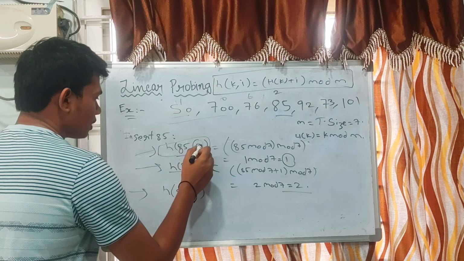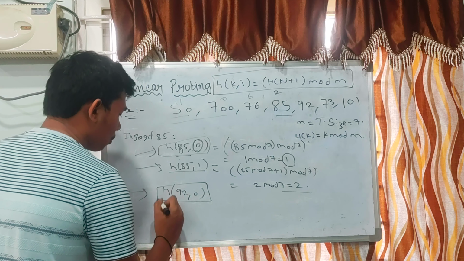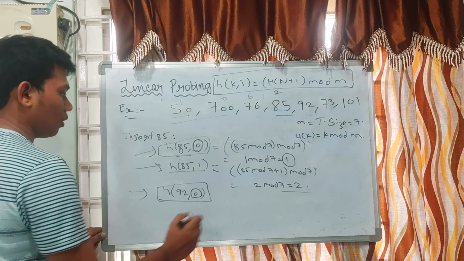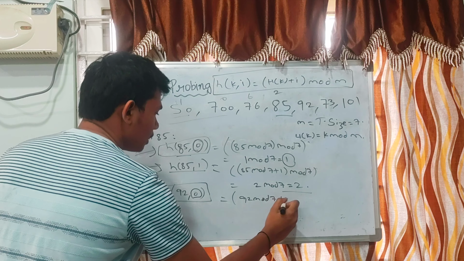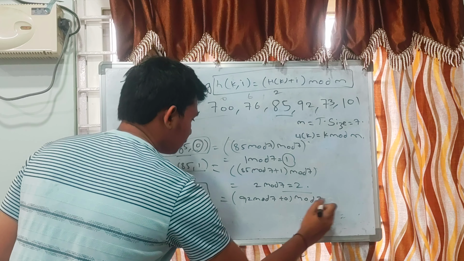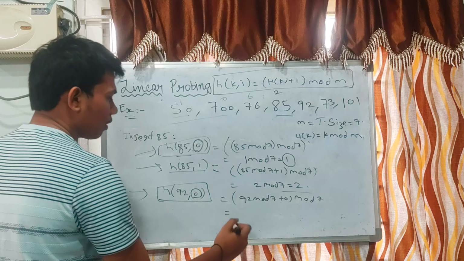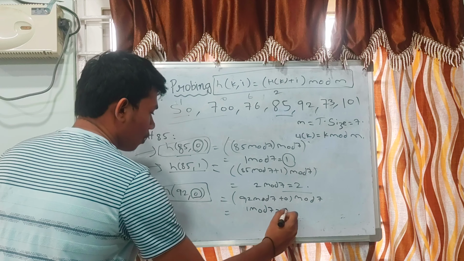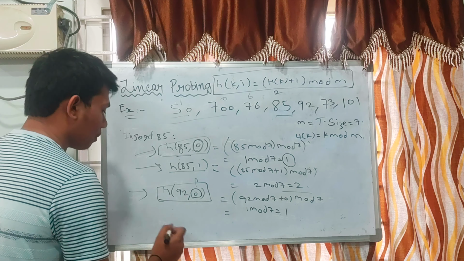Similarly, we will insert the next element 92. Even though the 0th probe number was occupied for the previous element, we have to start the probe number for every element from 0. Again, 92 mod 7 plus 0 mod 7. So 92 mod 7 will generate the value 1 and 1 mod 7 will generate 1. Again, this is leading to a collision, so we have to increase the probe number by 1.